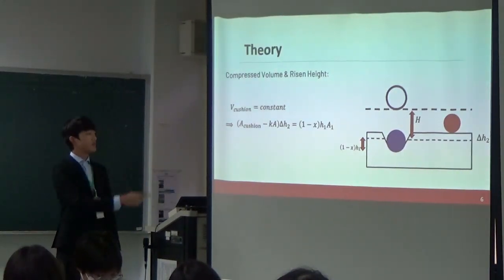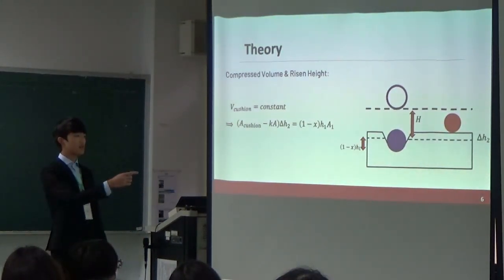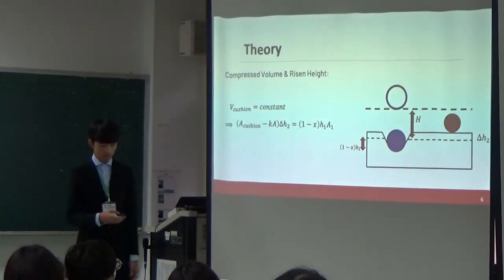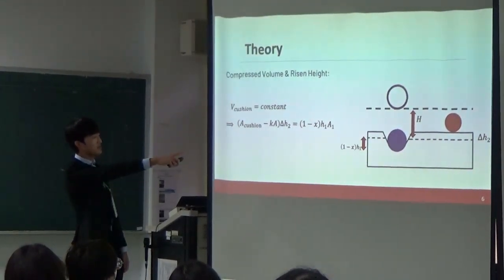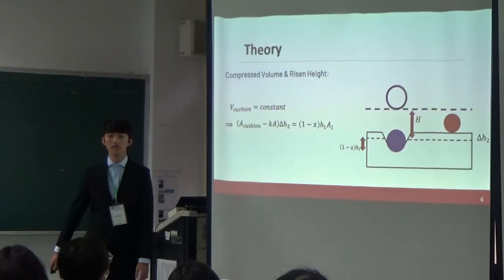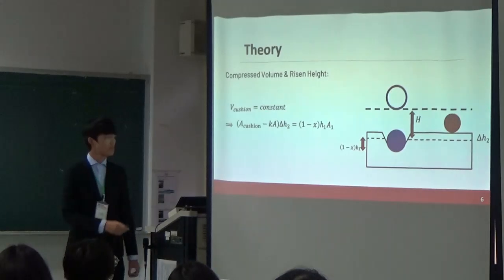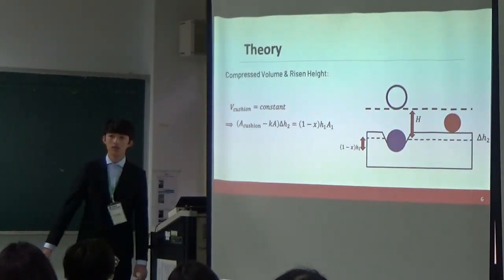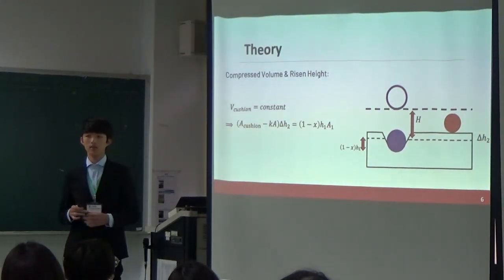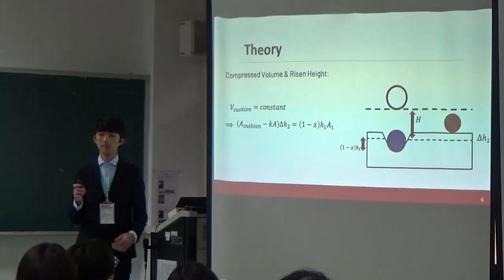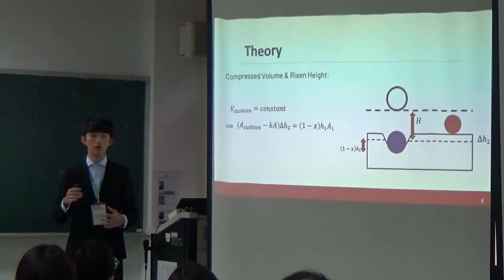So here is how we change the compressed volume into the risen height in this equation over here. And here, A1 is the cross-sectional area of the baseball, and A cushion is the total area of the cushion. And X is the saturation of gas. We define the saturation by the amount of gas inside the cushion divided by the maximum amount of gas the cushion can hold.